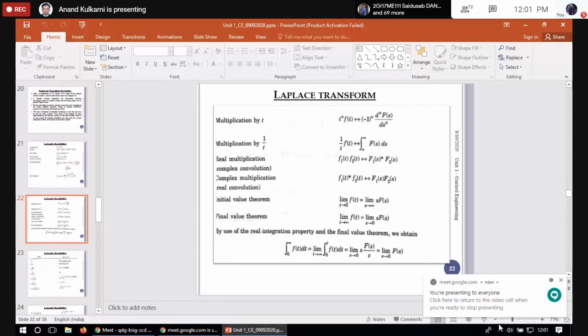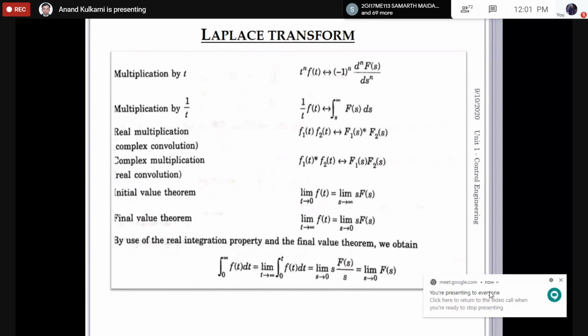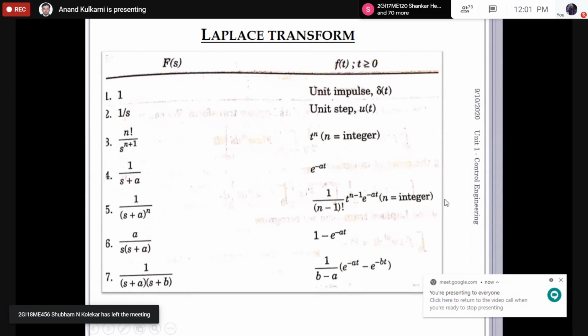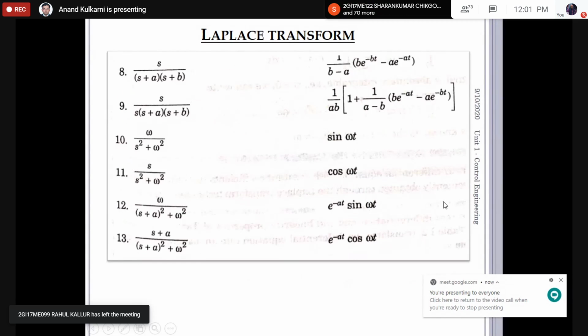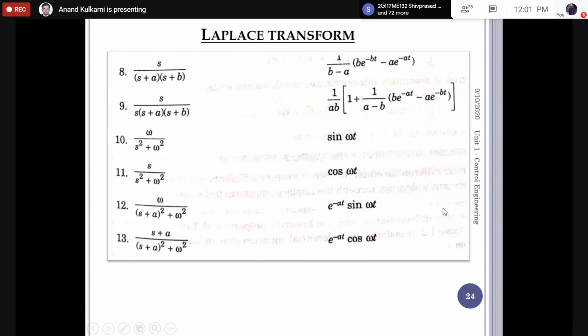So in the previous class, we have seen some standard Laplace transforms, which I have explained to you. These are the standard Laplace as well as inverse Laplace transforms. So commonly you come across these Laplace transforms in your equations.